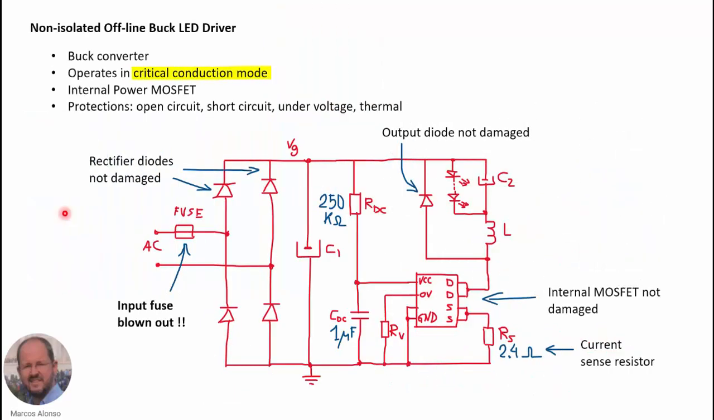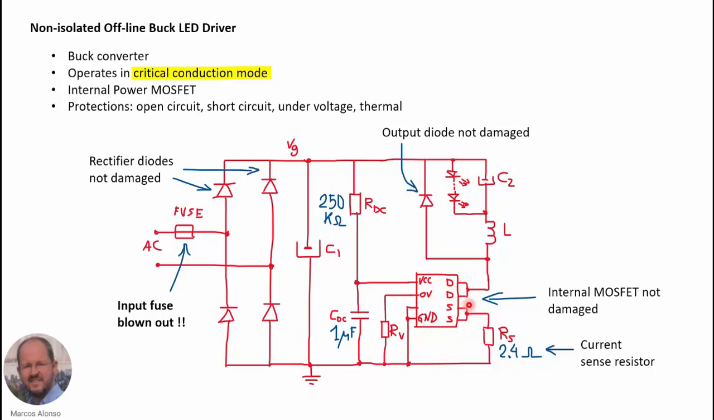Also, by inspection of the lamp, we found that the input fuse was blown out, so this has failed. But the rectifier diodes were not damaged, so they are okay. And also the output diode is operating, so it's not damaged either. And the internal MOSFET of the integrated circuit was also in good condition.